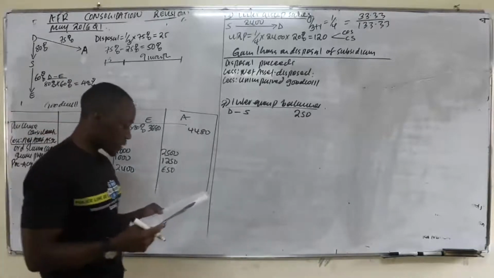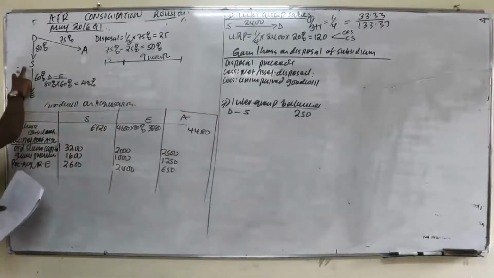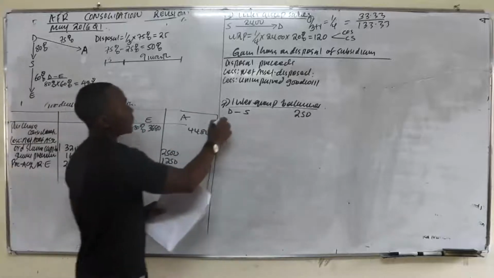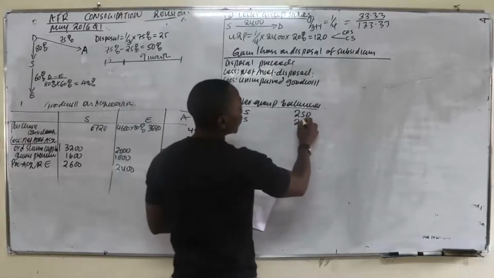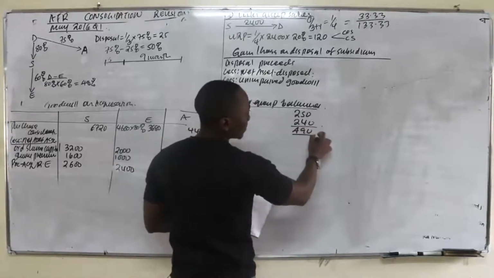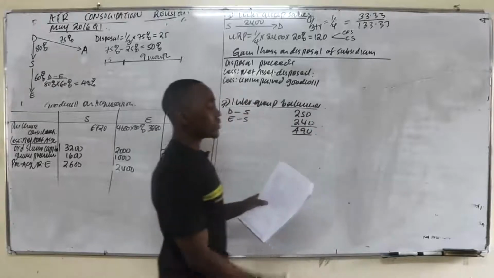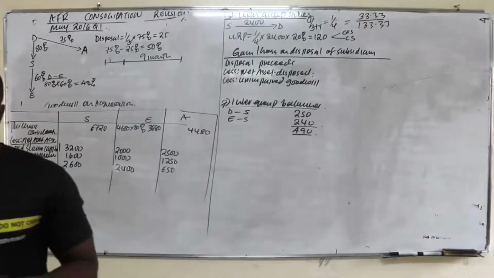Good. Then due from E to S. E to S, that is in the group. So E to S, an amount of 240. Therefore, the intergroup balance is an amount of 490. You will eliminate from account receivable as well as account payable. Yeah, receivable and payables. Good. Number 8.